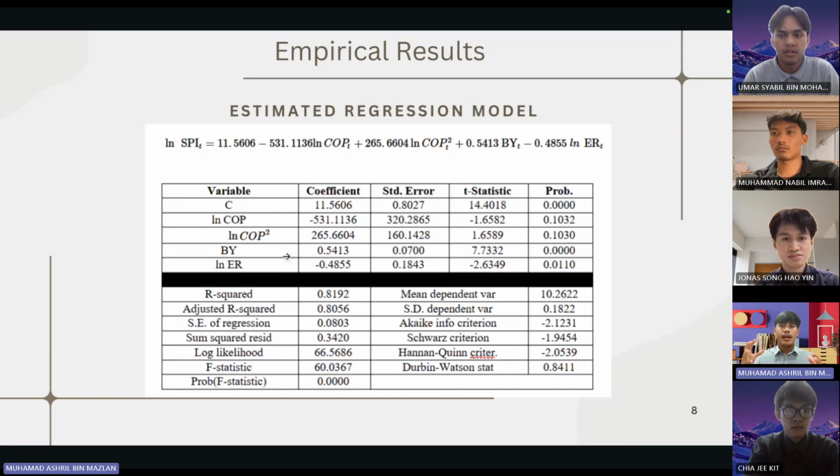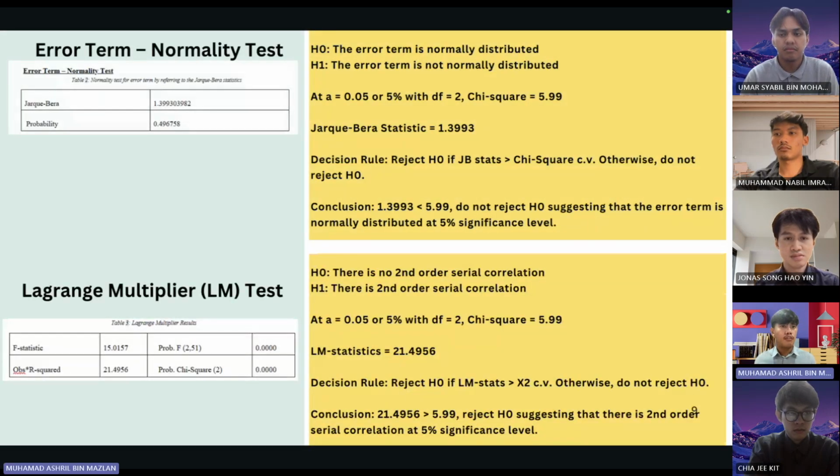So after we run this estimated regression model, only then can we go through all the tests to see whether all the 7 classical assumptions are met. So I'll pass to Jonas to talk about the test for the error term. Over to you, Jonas. Okay, so thank you, Austria.